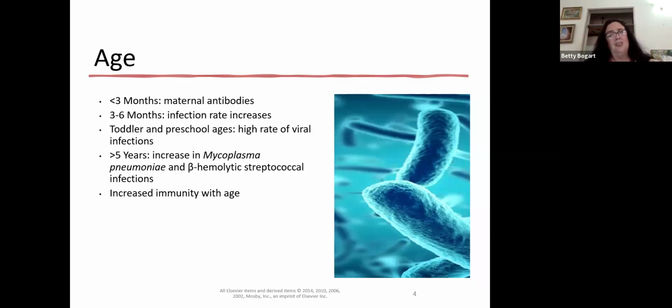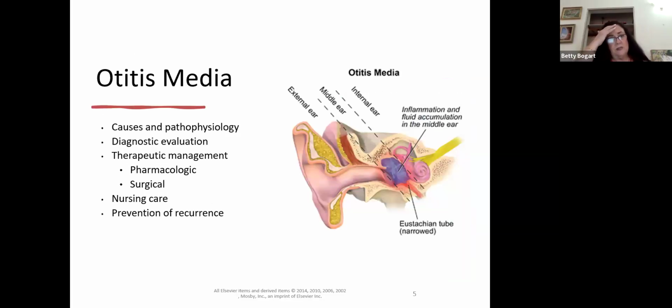Once they get older, usually the viral illnesses, we've had them all the time. Our bodies made all these antigens. So then it turns into more bacterial illnesses that we're going to get. And basically, immunity increases with age. It makes sense: immunizations, getting the disease, making your own antigens and antibodies.